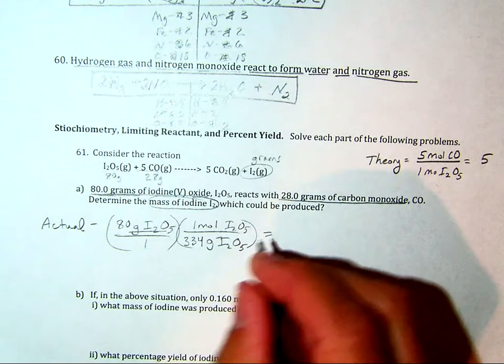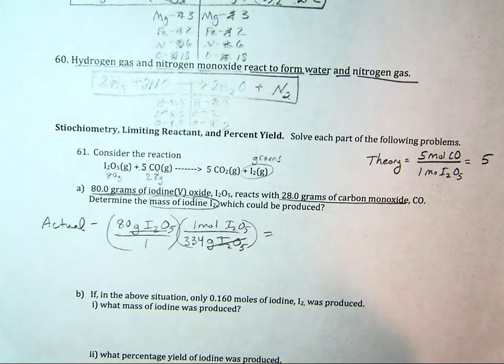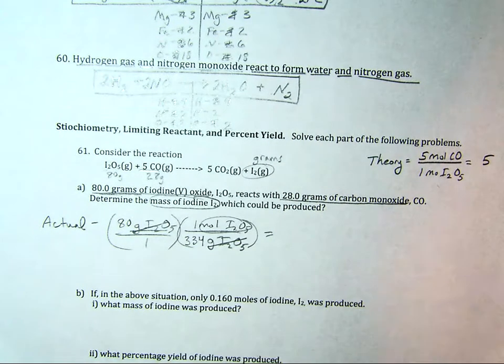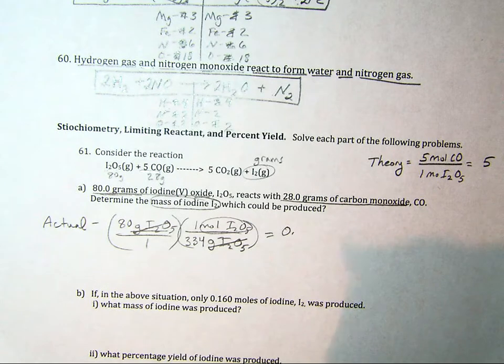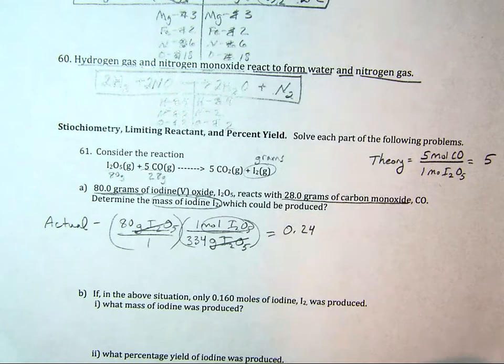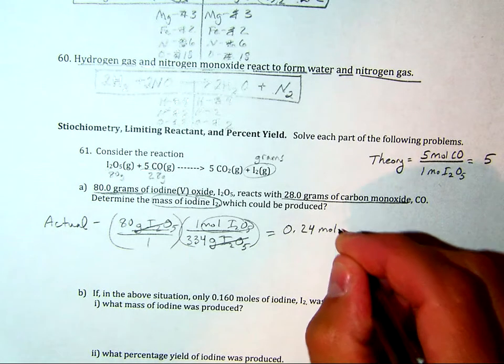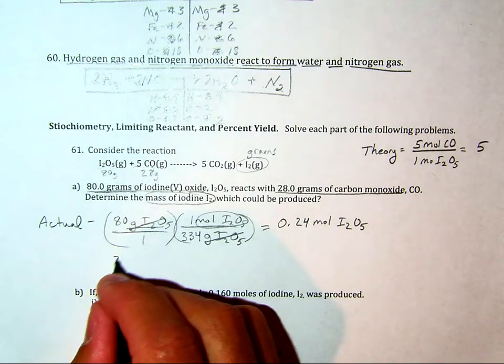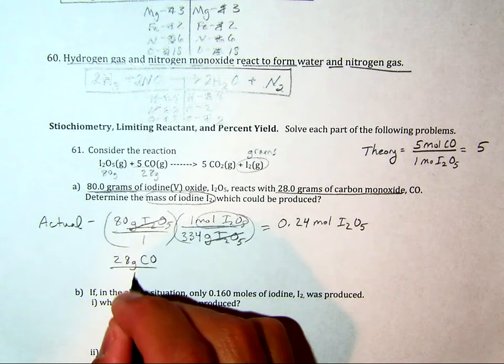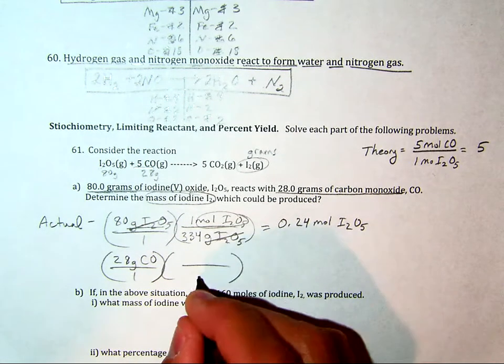So now my grams of iodine 5 oxide will cancel out and I'm left with moles. So let's do 80 divided by 334, and that is 0.24 if you round it to 2 decimal places. And now that is moles of I2O5. So that's one of my reactants. I need to go to moles of the other reactant. We're starting with 28 grams of carbon monoxide. Put it over 1. Let's switch this to moles.